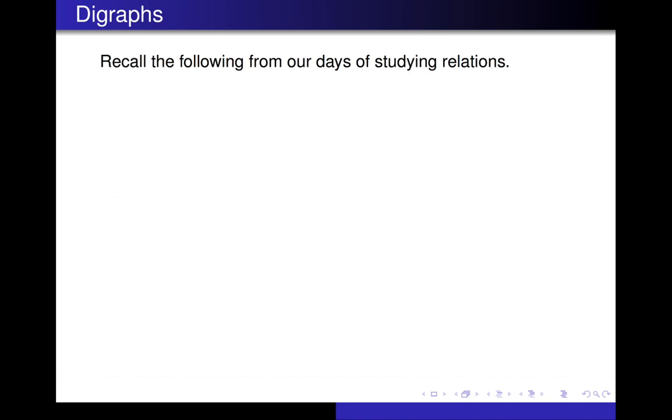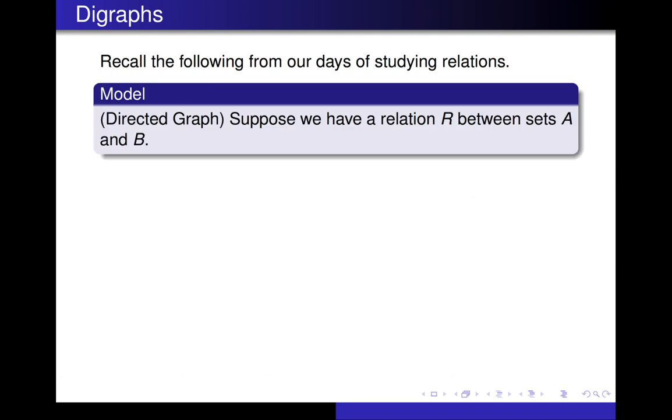Alright, so I want you to think back to when we were studying relations. One of our models was actually called the directed graph model, and maybe at the time directed graph seemed like a weird phrase to use, but now it's going to hopefully make a little bit more sense. So when we had a relation R between sets A and B, if an element A was related to an element B, we expressed this relationship as A with an arrow pointing to B.